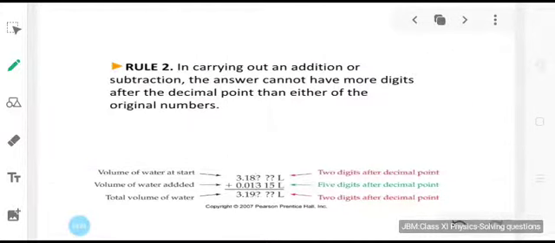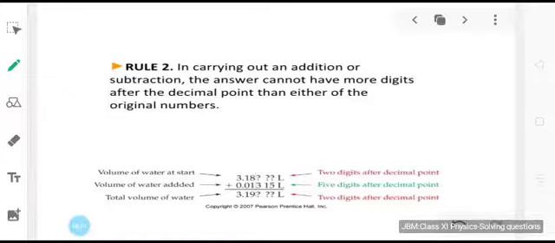Now let us check the rule for addition. In addition or subtraction, the number of decimal places in the result should equal the smallest number of decimal places of terms in the operation. I repeat, in addition or subtraction, the number of decimal places in the result should equal the smallest number of decimal places of terms in the operation.